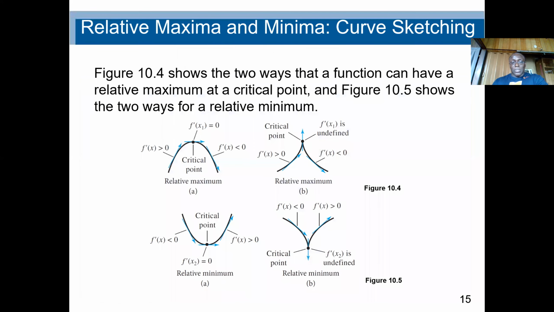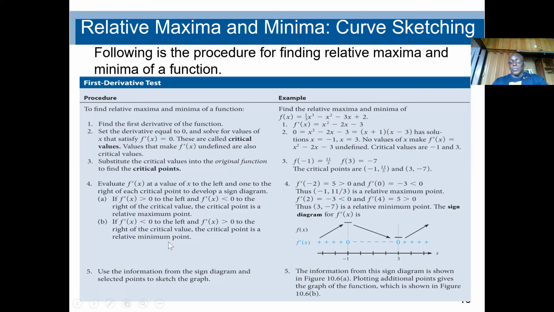Now, let's go back. This is the whole concept here. We can see the derivative of f at x greater than 0 to the left, and less than 0 to the right. So this is called a relative maximum. Then the derivative of f at x less than 0 to the left and greater than 0 to the right, we have a relative minimum. And that's what we mean in step 4. Now we are going to use information from the sign diagram and select the points to sketch the graph.